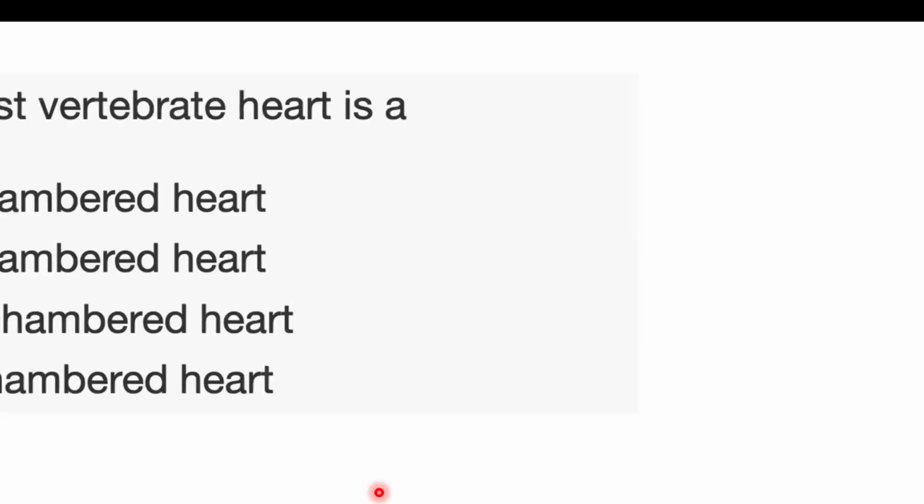Question number 2. The simplest vertebrate heart is a dash. Option A, one chambered heart. Option B, two chambered heart. Option C, three chambered heart. Or option D, four chambered heart. How many chambers does the simplest vertebrate heart have? Is it one chambered? Is it two chambered? Is it three chambered or four chambered?